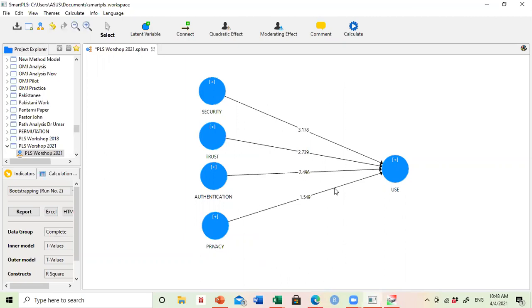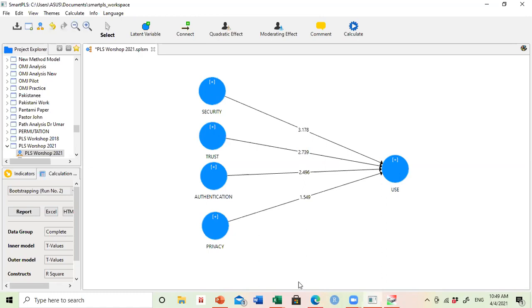Okay, so next we look at them. How many are significant and how many are not significant? I want to hear from you. Anybody has an idea? How many are significant? How many are not significant? Three are significant, while one is not. Why? Security, trust, and authentication are all above 1.64, while privacy is less than 1.6, around 1.5, which is not significant. That's correct.